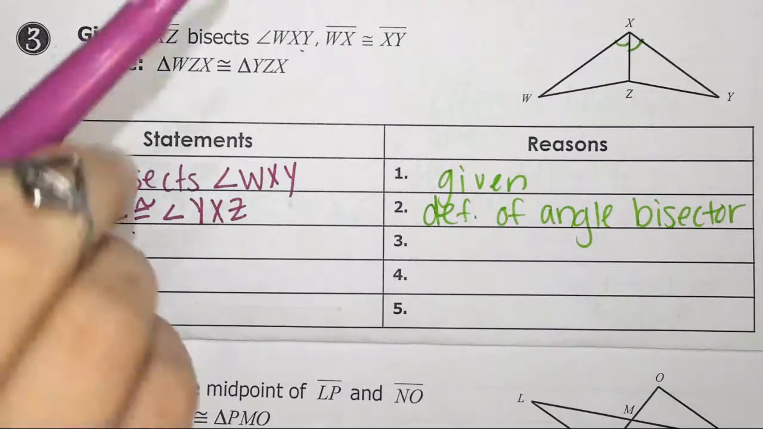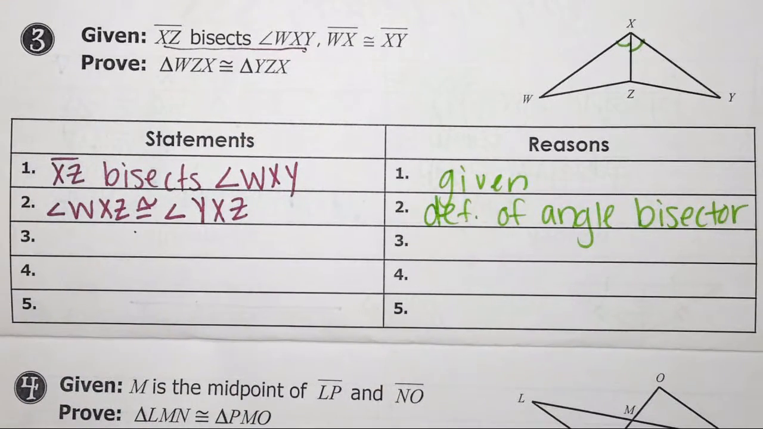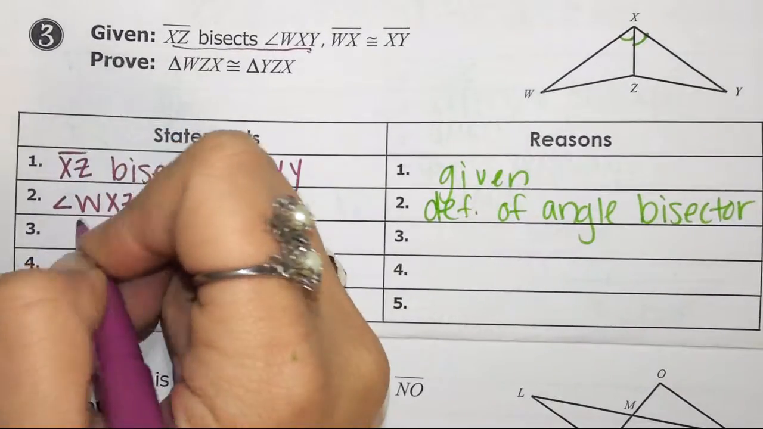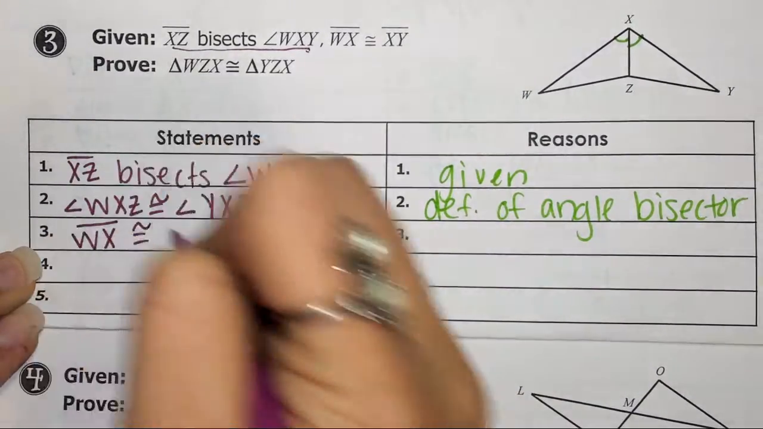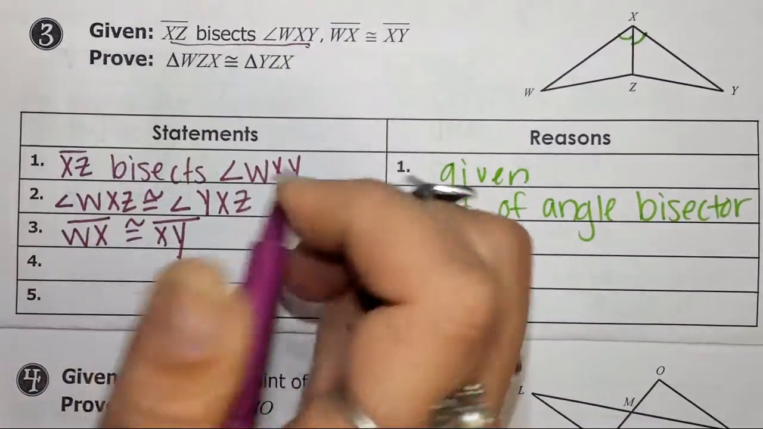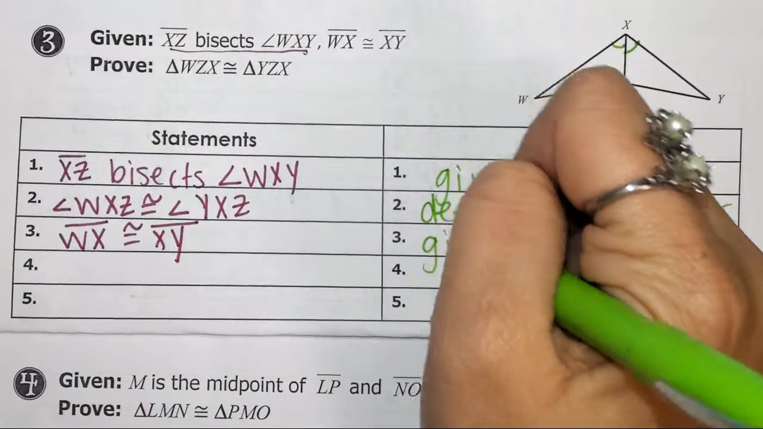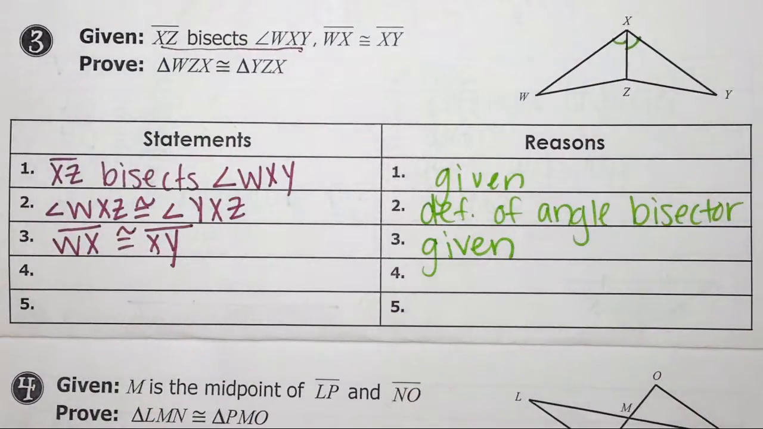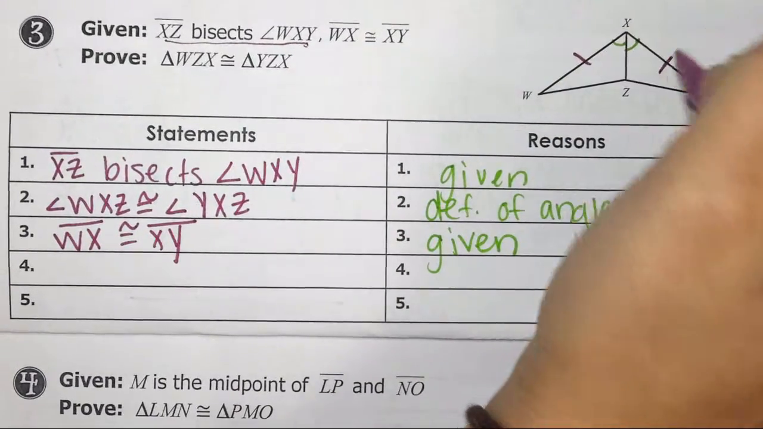All right, now what's the next thing that we need to list? We listed our first given. We need the second given. And what is our second given? Segment WX is congruent to XY. And what reason is that? Given. All right, so we have a rainbow. Let's put a ticky on WX and XY.